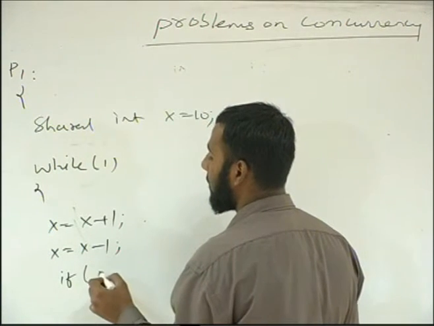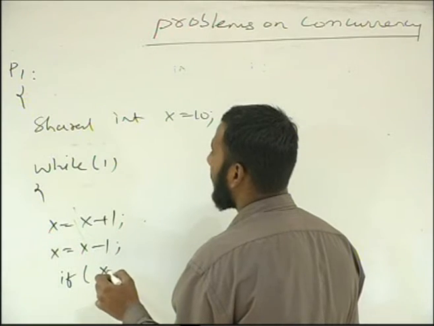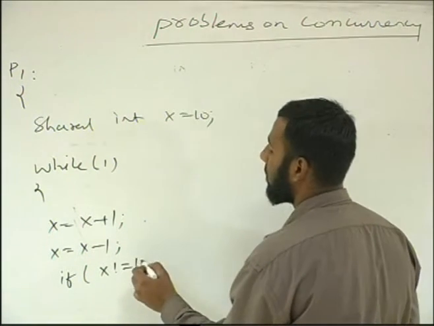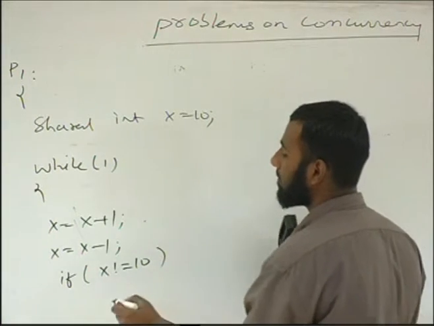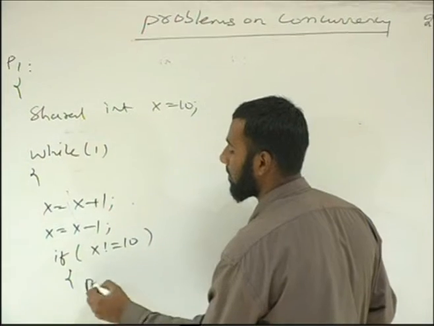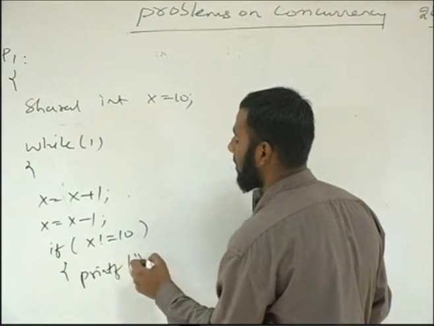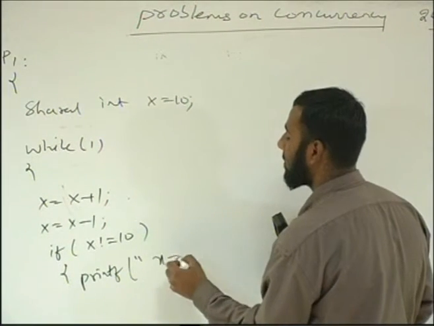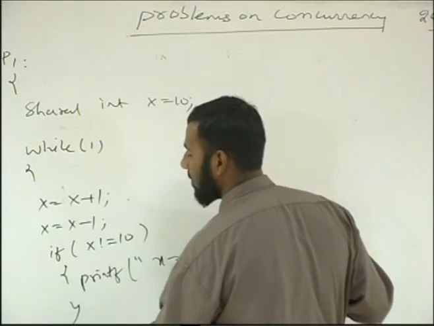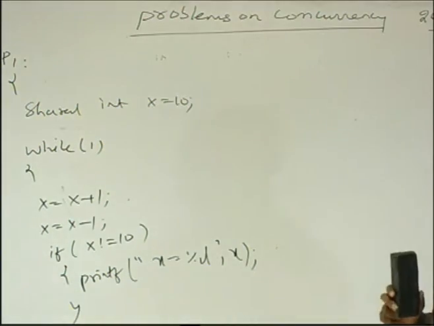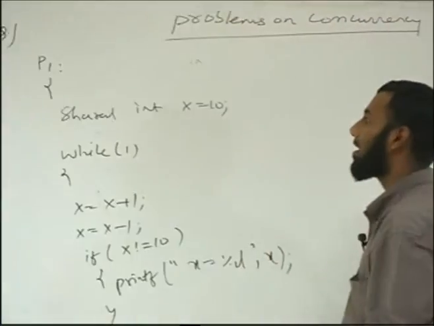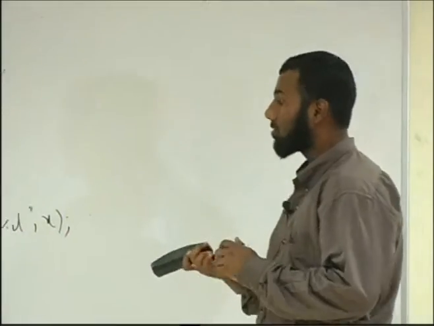And I am checking if x is not equal to 10, then printf x is equal to %d, x. Suppose this is a very important question for understanding problems with concurrency and how to solve it.